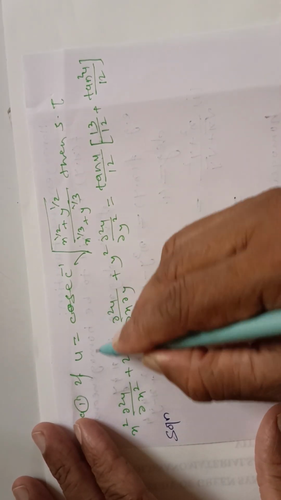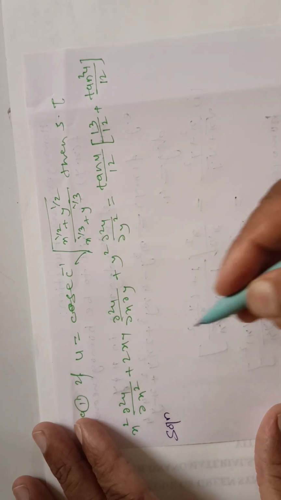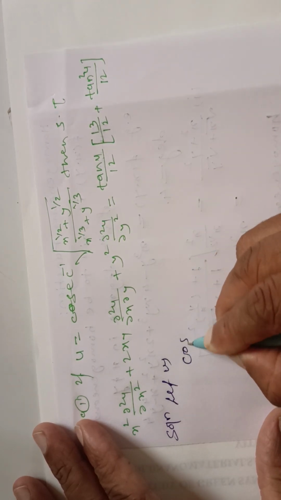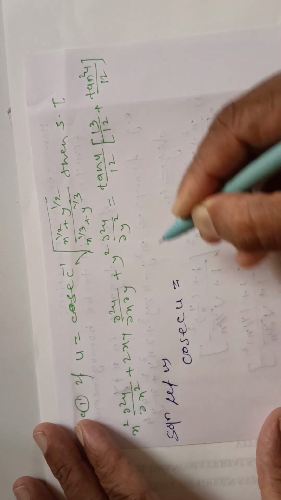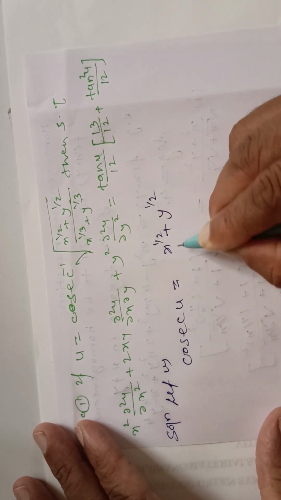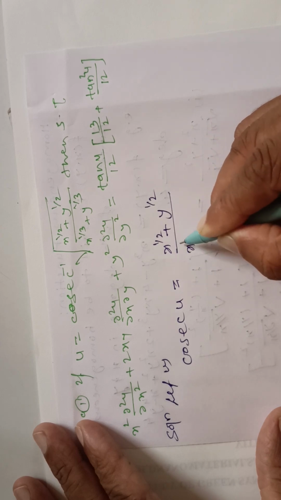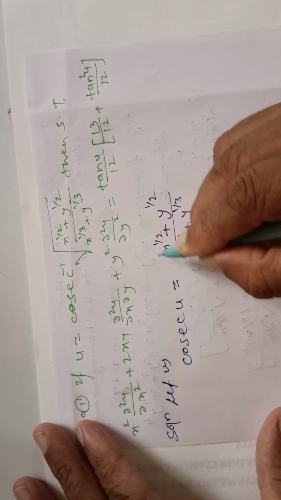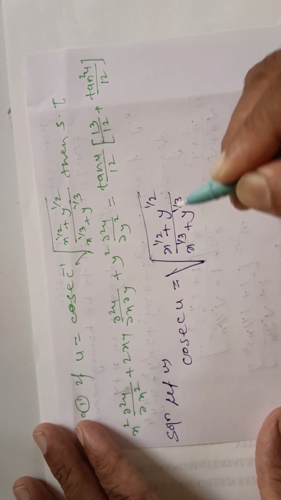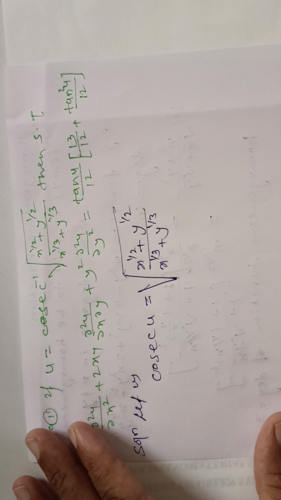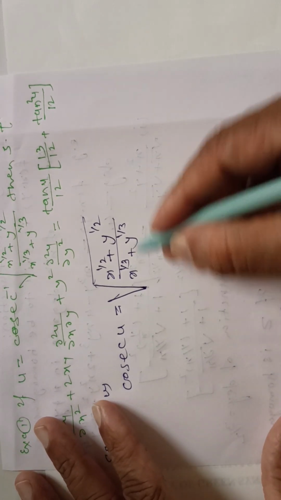Now consider u equal to cosec inverse of this. So you can write the given function as cosec of u is equal to x to the power 1 by 2 plus y to the power 1 by 2 upon x to the power 1 upon 3 plus y to the power 1 upon 3, and square root. Now let's find the degree of this homogeneous function.